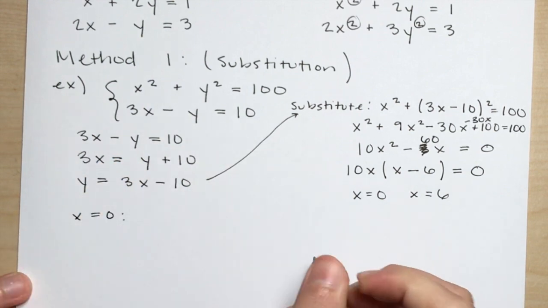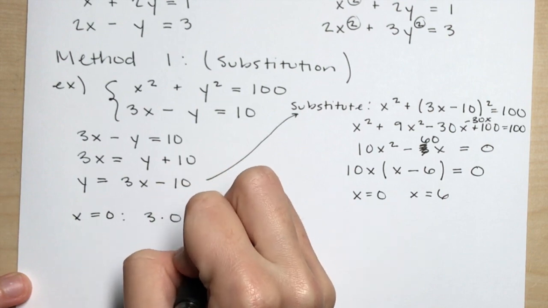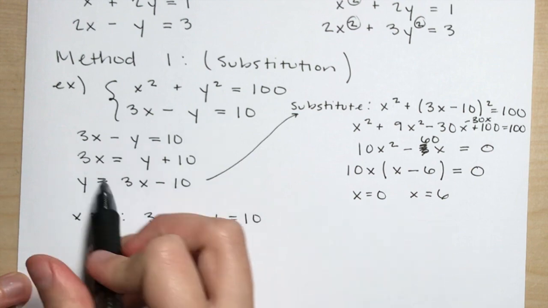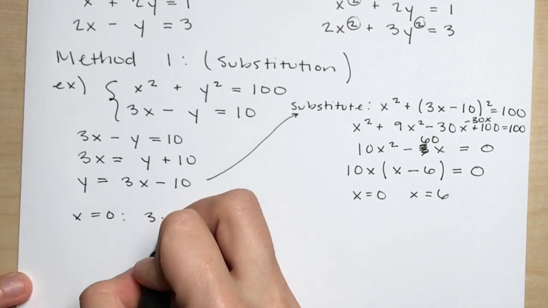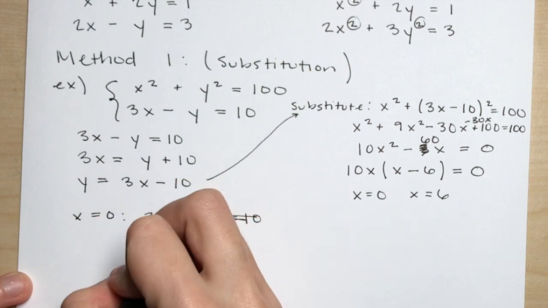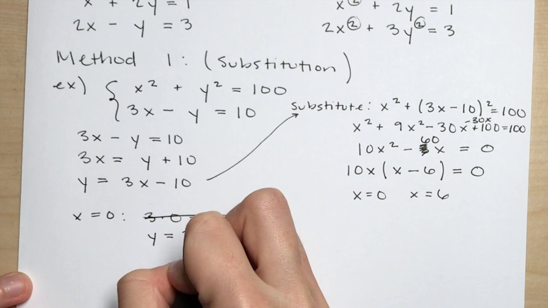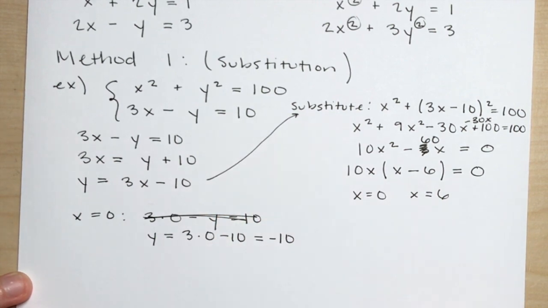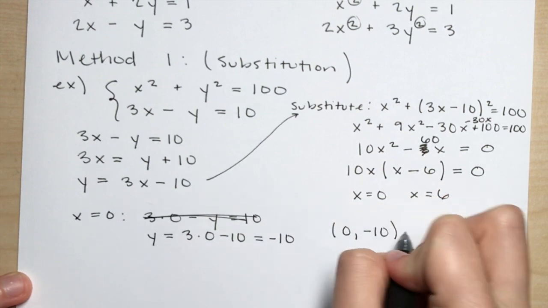If I plug in x equals 0, I have 3 times 0 minus y equals 10. Which, again, oops, I forgot, we already solved this for y. So we don't need to plug it back in and do any more solving. We can just plug it straight in here. So 3 times 0 minus 10. So y is negative 10 here, giving us a solution of 0, negative 10.